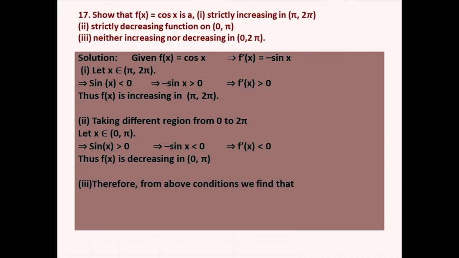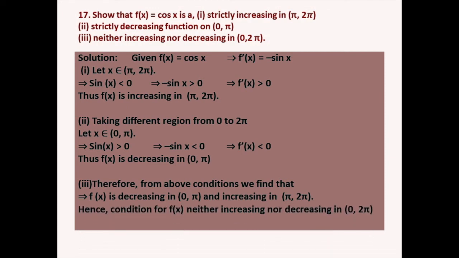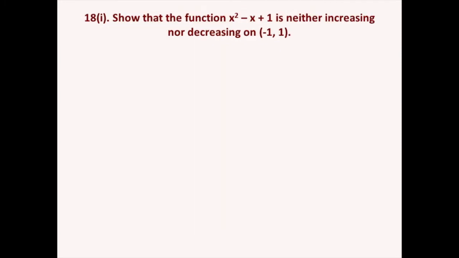Now let's see the next part where it says neither increasing nor decreasing in 0 to 2 pi. Now I have observed over here from the first two parts that f(x) is decreasing in 0 to pi but increasing in pi to 2 pi. That means if I have to talk about 0 to 2 pi, I will say it is neither increasing nor decreasing in 0 to 2 pi. You cannot say just one thing for the complete interval 0 to 2 pi. The third part says that.